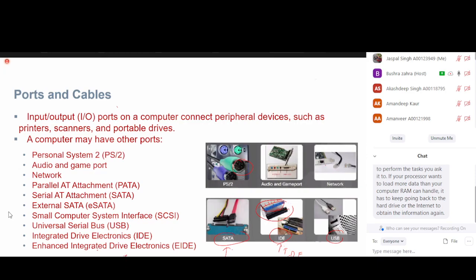Network connectors, you see here the network port, Ethernet port, or sometimes we call it RJ45 connector, or sometimes we call it LAN connector or LAN port, or 8 pin connectors, because it has 8 connections there, right?